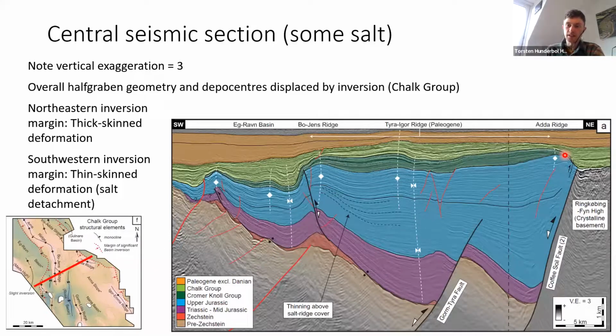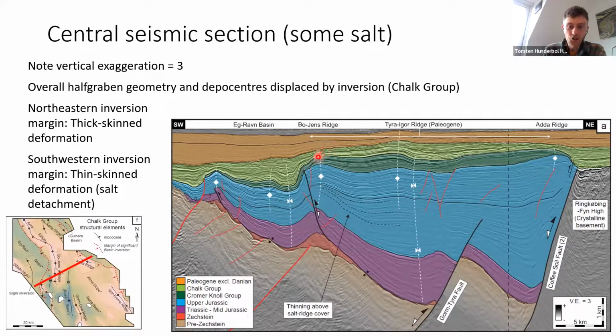The funny thing is then that if you move to the other margin of the rift basin, you also see quite prominent, at least for this area, inversion structures. The so-called Boyens Ridge. Yeah, they have terrible names. That's because they're named after all the wells, which again are named after old Danish folklore characters and the like.